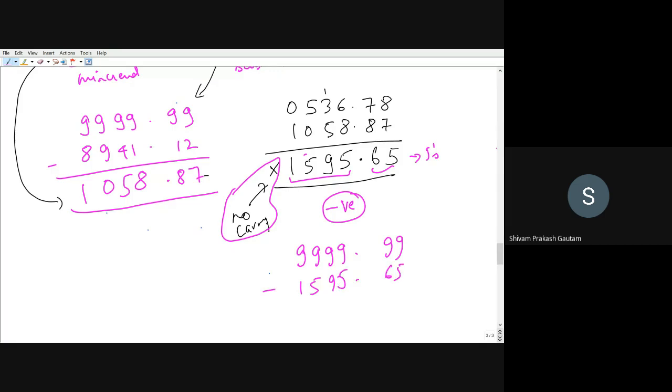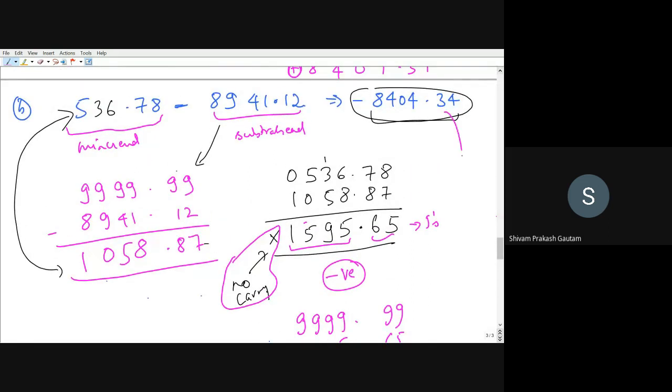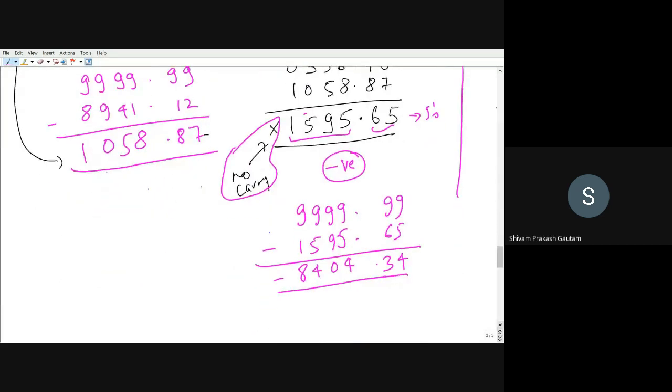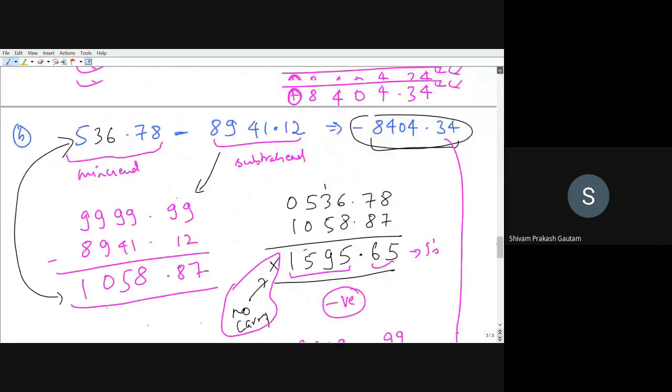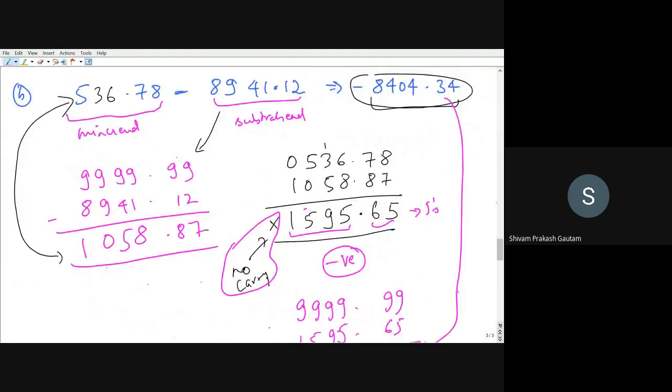So now you have to subtract it. This will be 3.4048 with a minus sign. So now you can see that both of these answers are equal. Okay? Is it okay, or should I explain it again?